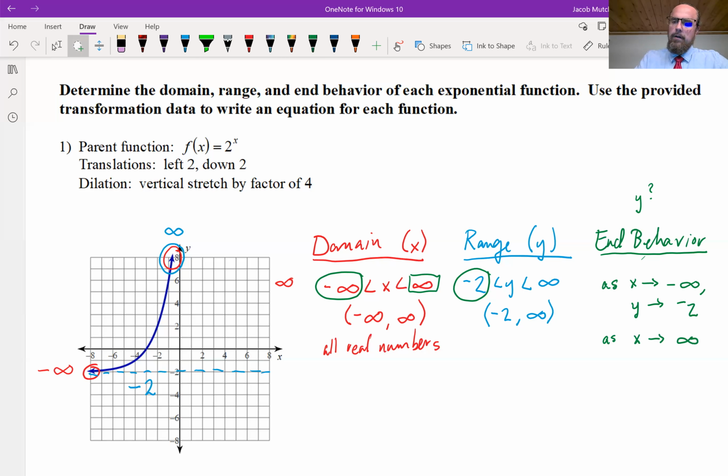Y also approaches positive infinity. So the pieces of the domain and the range help us to write the end behavior statement.